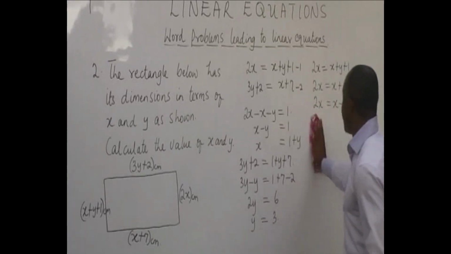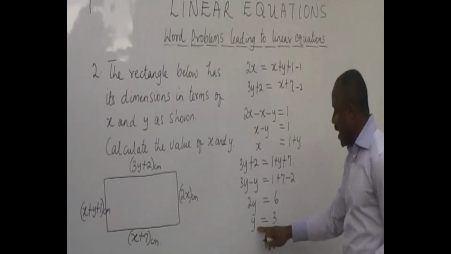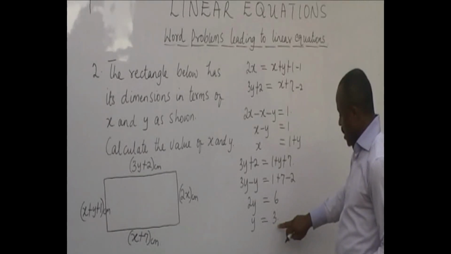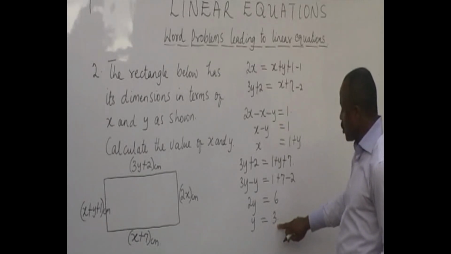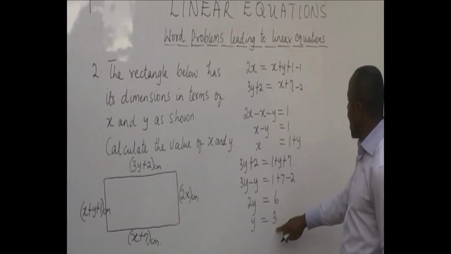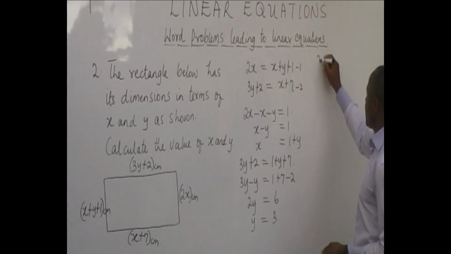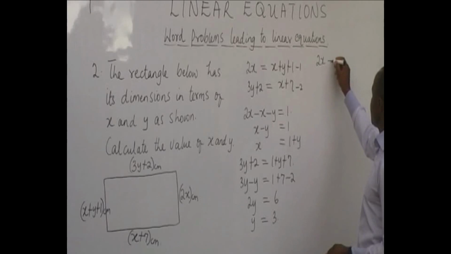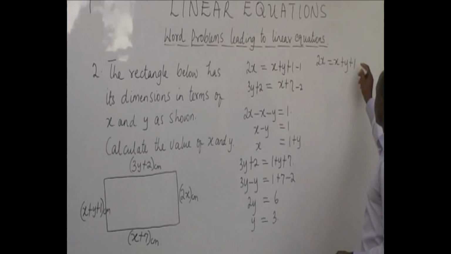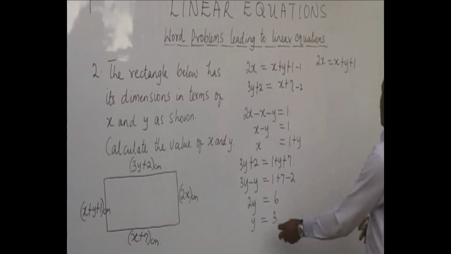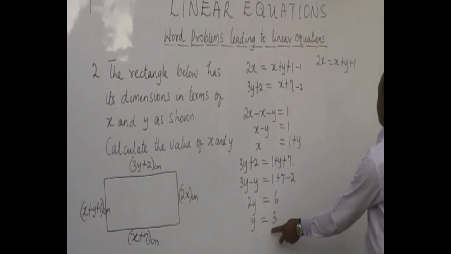Now that you have found y to be 3, substitute this value, y is 3, in any of the equations. Let's take equation 1. The first equation says 2x is equal to x plus y plus 1. That's the first equation. But we have discovered that y is 3.